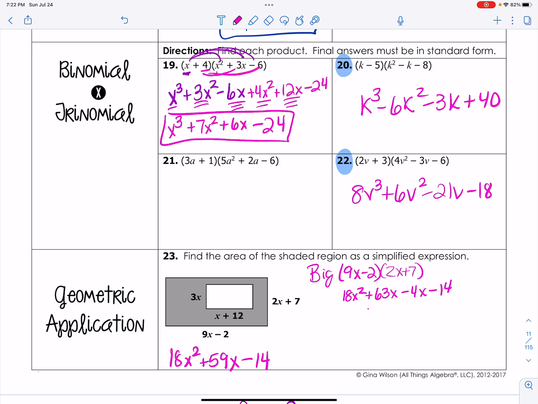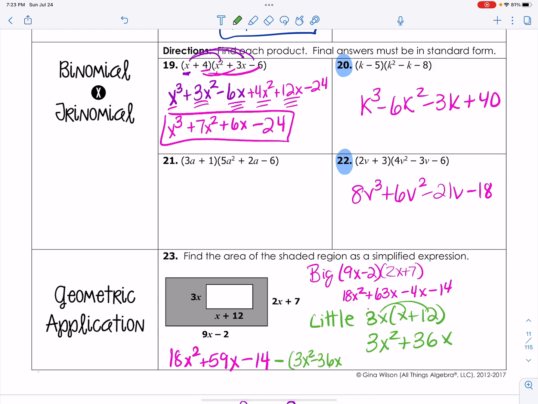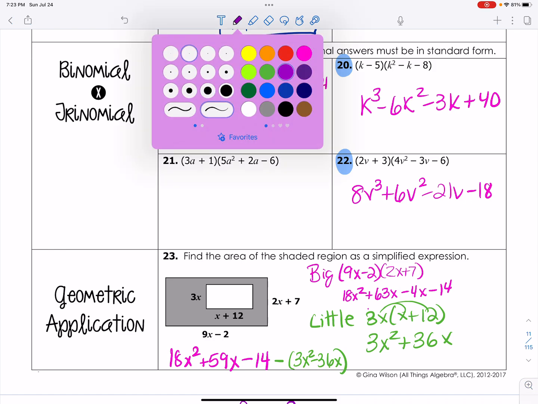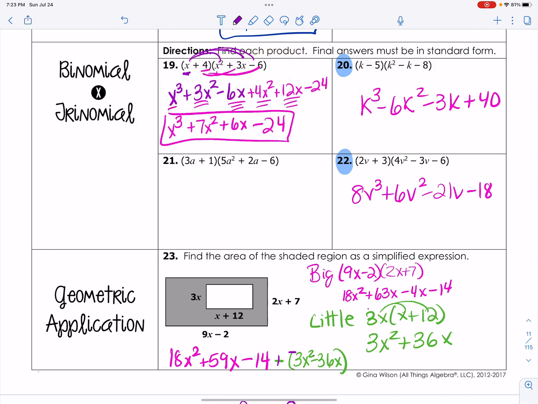Okay, so I just took care of the big one. Now I'm going to do the little. The little is a little bit easier. It's 3x times x plus 12. So I'm just going to times that in. That's 3x squared plus 36x. So I'm going to subtract 3x squared plus 36x. So I'm going to take and change that to a minus and change my signs.